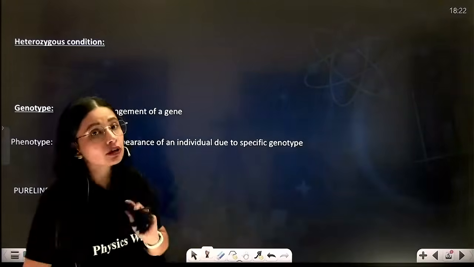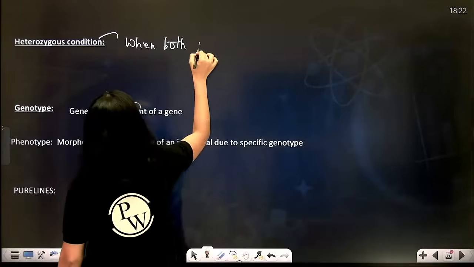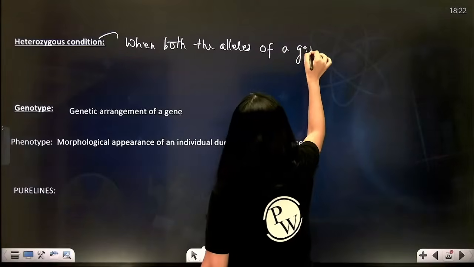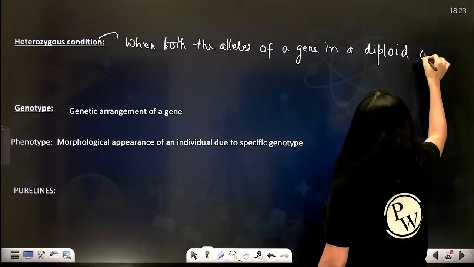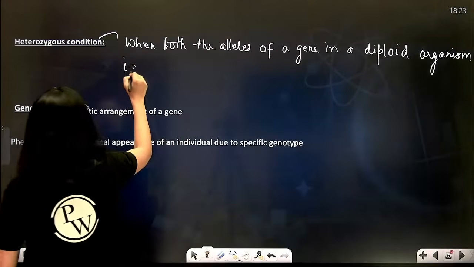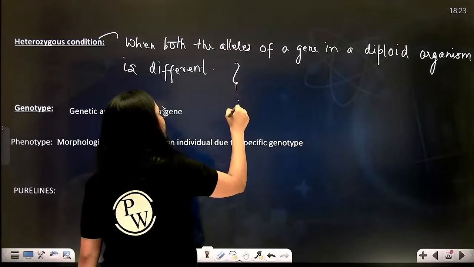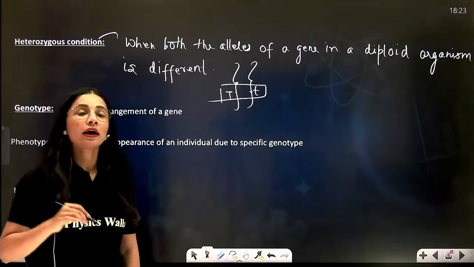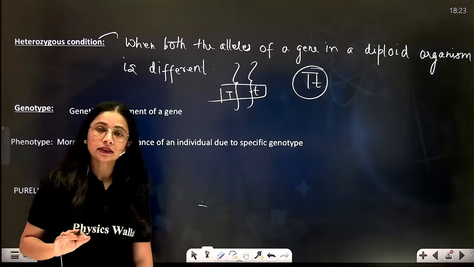Opposite to it is heterozygous. Heterozygous means what, beta? When both the alleles of a gene in a diploid organism are different, like capital T, small t. So this is your heterozygous condition. Got it? Yes or no?